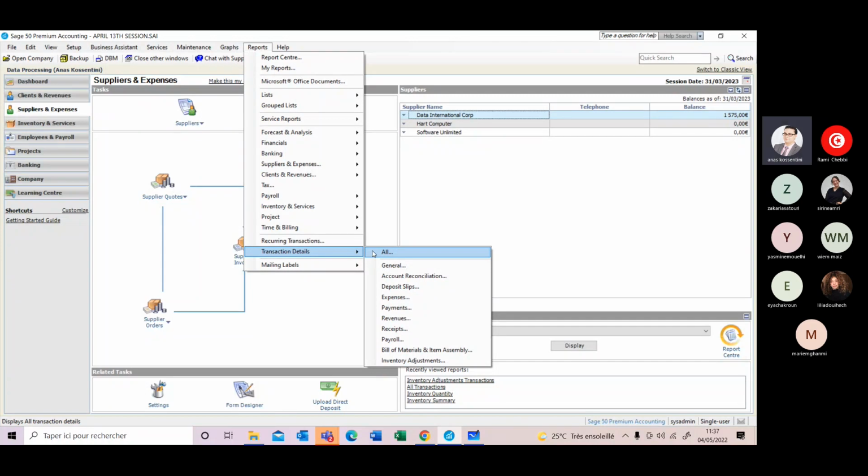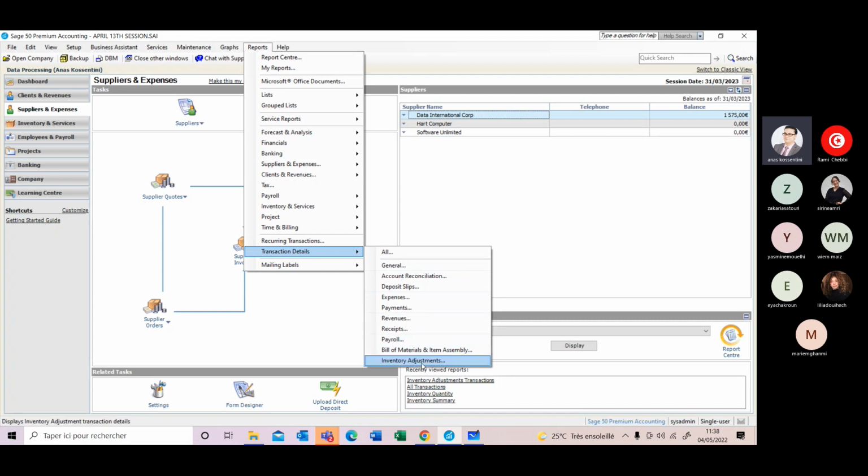You choose here or here. You see, guys, we have other options. I can use the general, the account reconciliation, the deposit, the expenses. You choose what type of transactions I would like to show, because there are millions and thousands of transactions. If you would like to see some particular transactions, you can see only the payment, revenues, the receipts, the payroll related to salaries, etc.